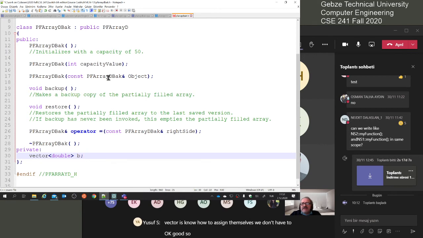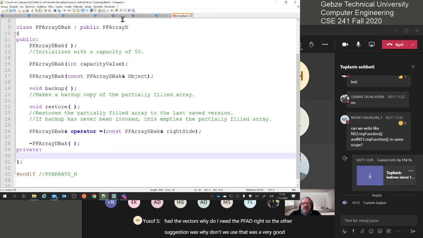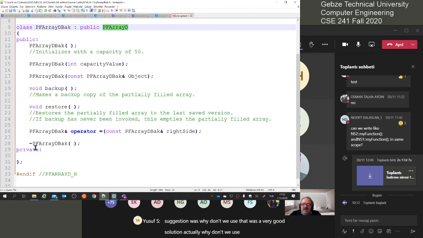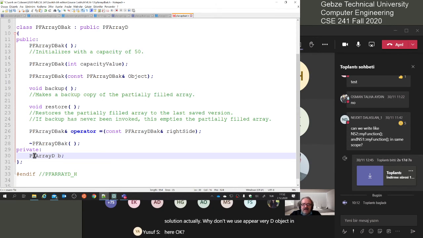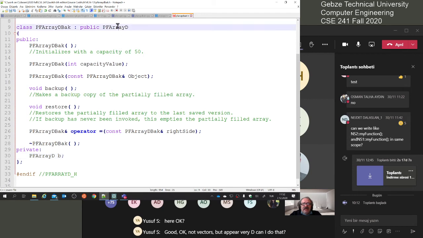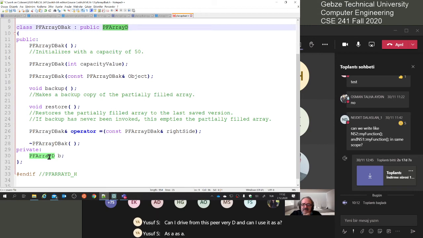So this is a good solution, but I don't like it because this is using the vector. I mean, if I had the vectors, why do I need the PFArray, right? So the other suggestion was, and that was a very good solution actually, why don't we use a PFArray object in here? Okay, B. Good. Not vector, but a PFArray. Can I do that? Can I derive from this PFArray and can I use it as a data member? It looks so weird.